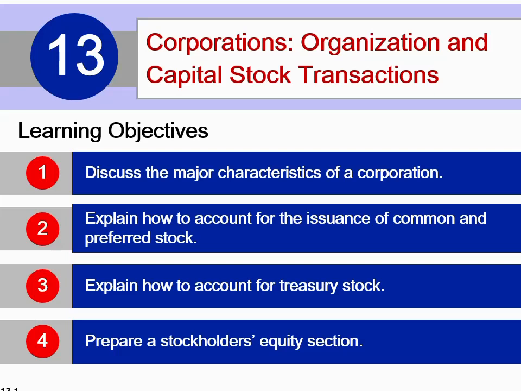Learning objective number 3 is about the treasury stock, while learning objective number 4 is another part of the statements, which is for companies only or corporations only, not for the partnership, or you can say sole proprietorship.